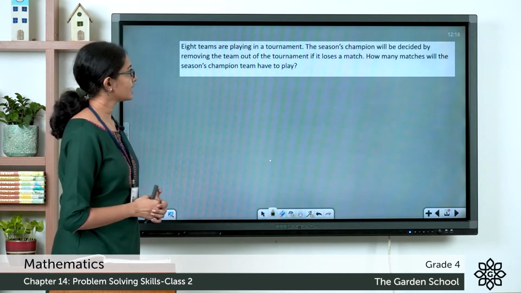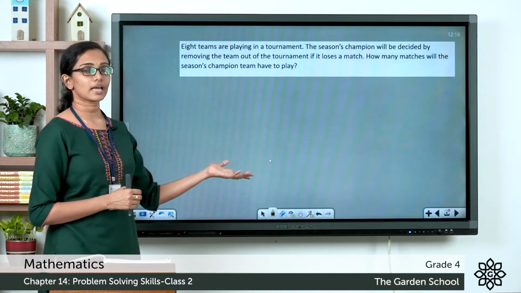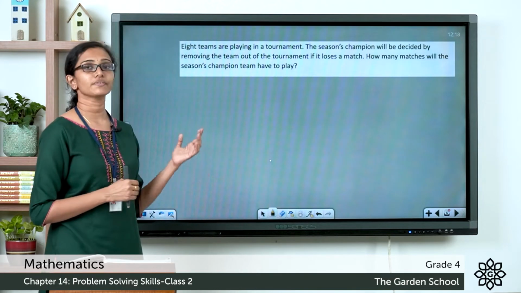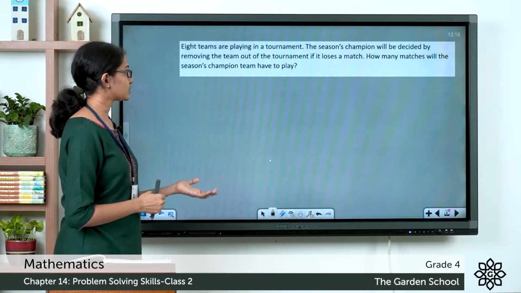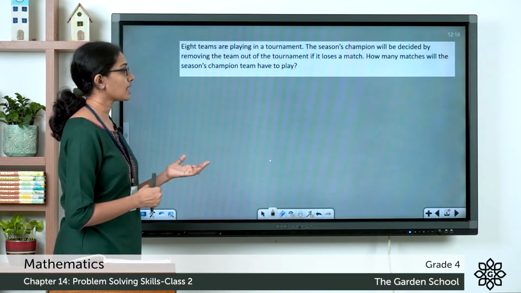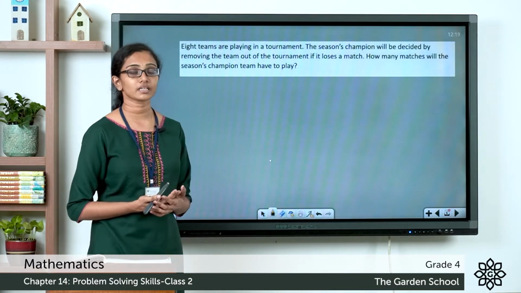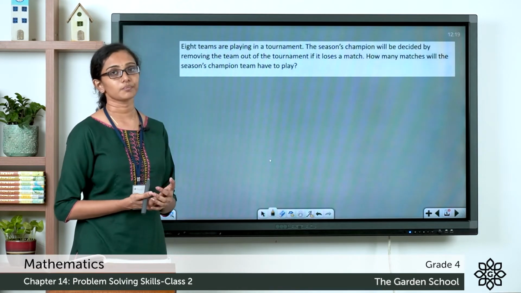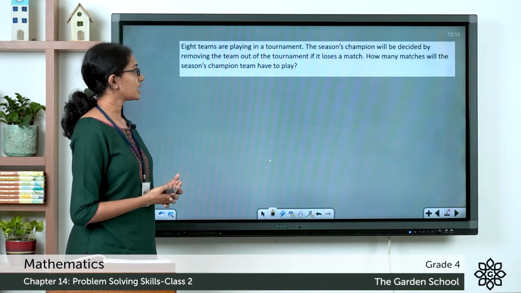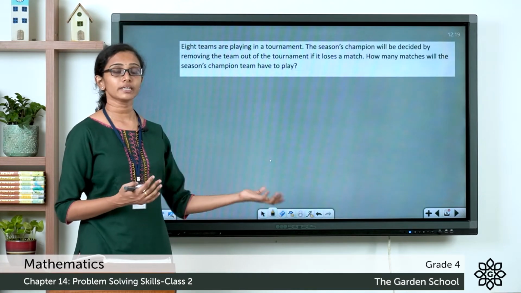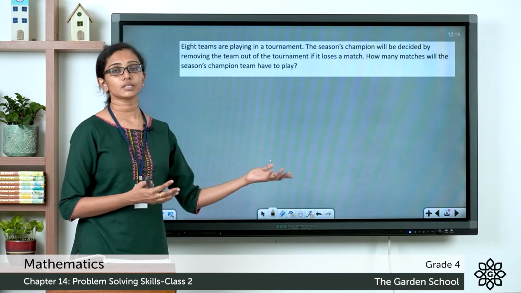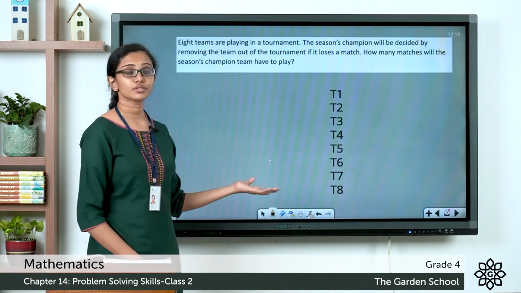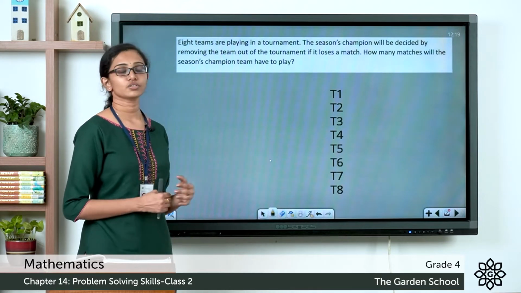8 teams are playing in a tournament. The season's champion will be decided by removing the team out of the tournament if it loses a match. How many matches will the season's champion team have to play? So what is mentioned in the question? So there is this tournament and how many teams are playing? 8 teams are playing. Now you have to decide how many matches a team should play to win the tournament, to become the champions. So let the teams be team 1, team 2, team 3 and so on till T8.